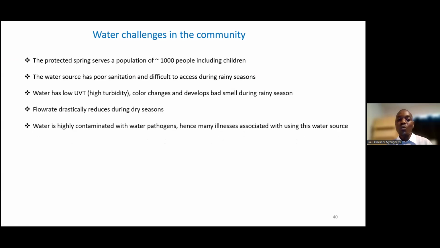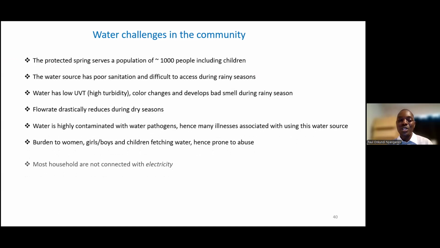And then the other thing is the water is highly contaminated with microorganisms, and the people normally have so many illnesses, and the hospitals are very far. So how can we resolve this to help the people? And also another thing is to reduce the burden to women, girls, boys, and children fetching water, who are also prone to abuse. So these are our key aims in doing all this.